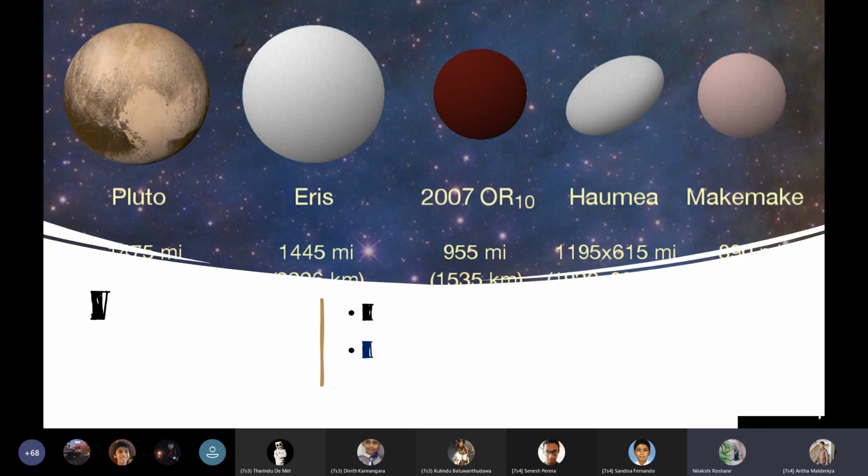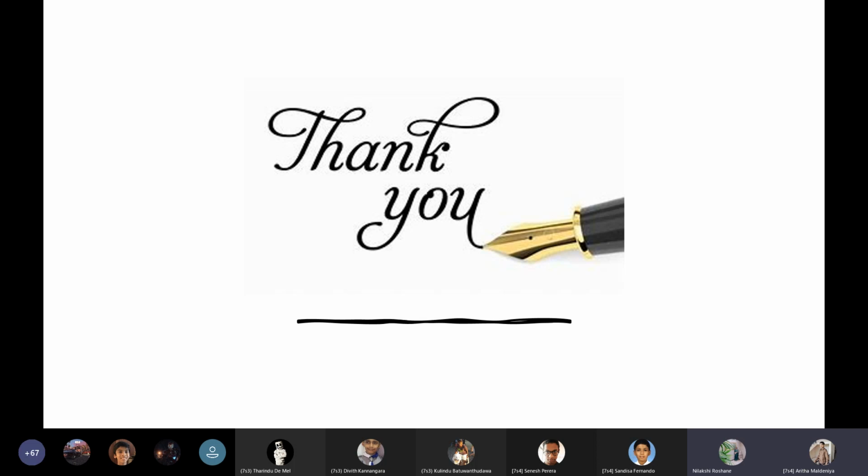So then we come to talk about dwarf planets. As you can see in the pictures, Pluto, Eris, 2007 OR, Haumea and Makemake. The smallest planets in no fixed orbits are known as the dwarf planets. These planets were identified by the International Astronomical Union in 2006. So thank you for listening to my presentation.